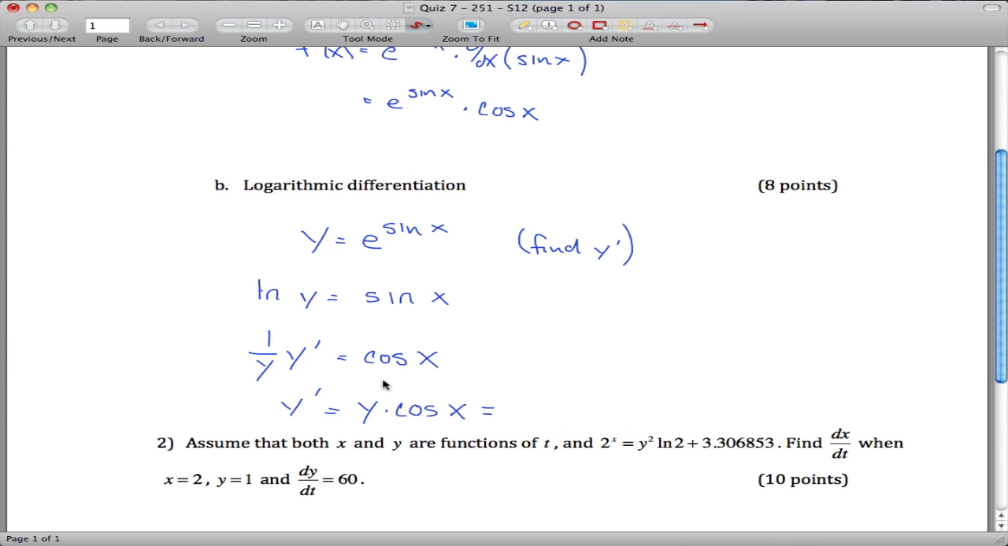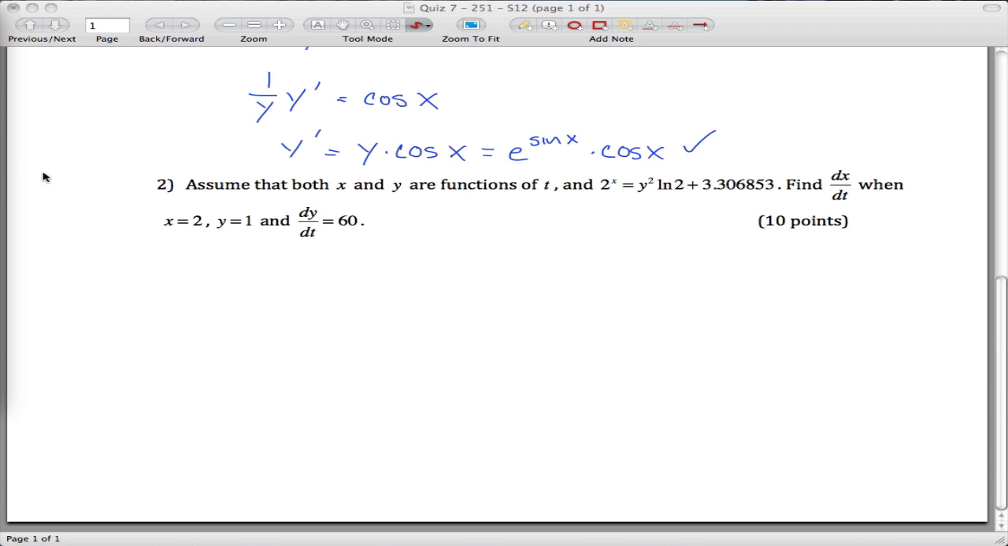But you don't want to define the derivative of y in terms of y. So what we'll do is we'll write y is e to the sine of x and multiply that by cosine of x. Just substitute back in y is equal to e to the sine of x, which is the same thing we got up here, so that's good.